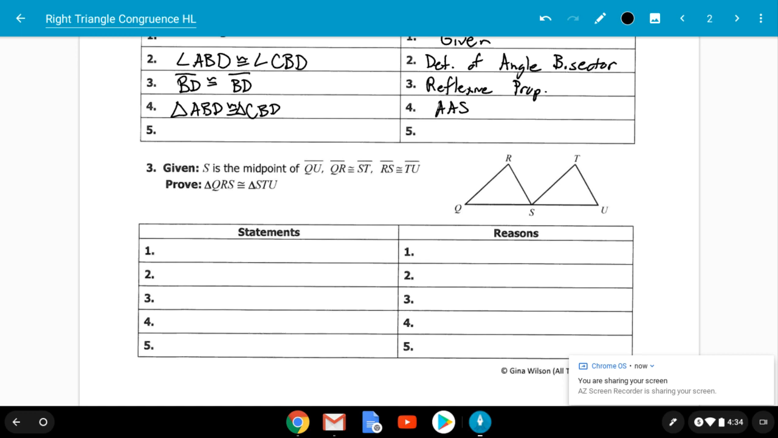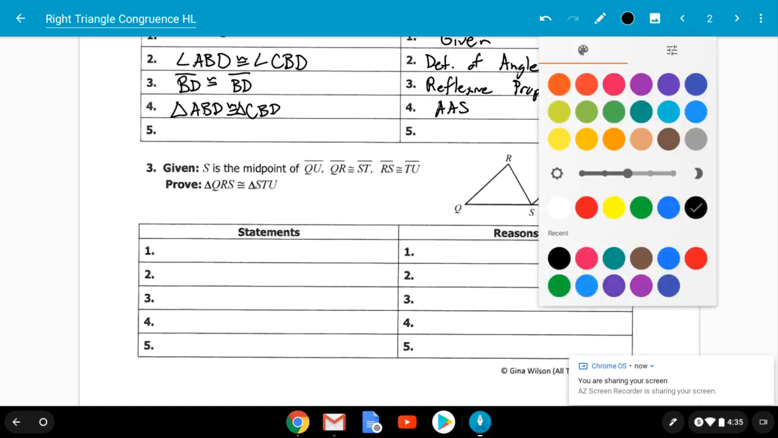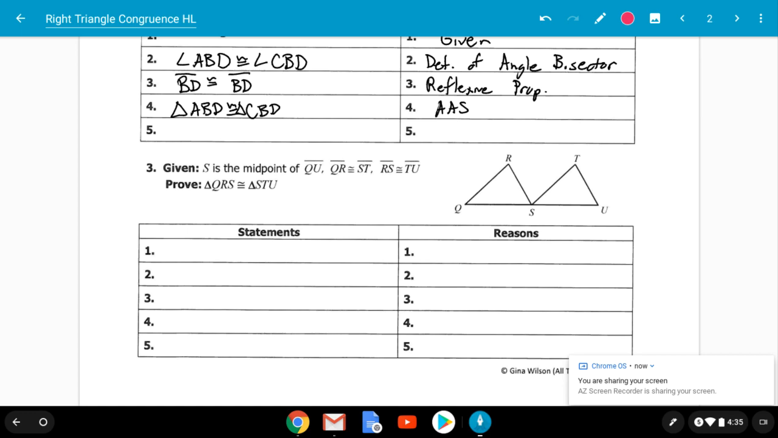So the first part, S is the midpoint of line segment QU. Okay, midpoint means middle, both sides are the same. So I would mark down QS is congruent to SU. Then the next two parts, they told me. They said QR was congruent to ST. Be helpful if I mark the right thing. QR, ST. And then it said RS was congruent to TU. Take a step back. 3 sides congruent to 3 sides. That's SSS.